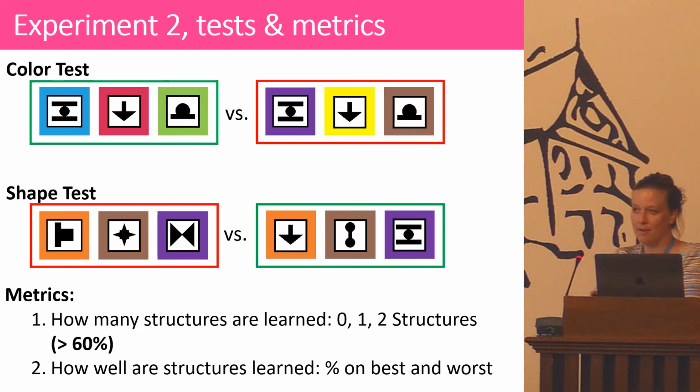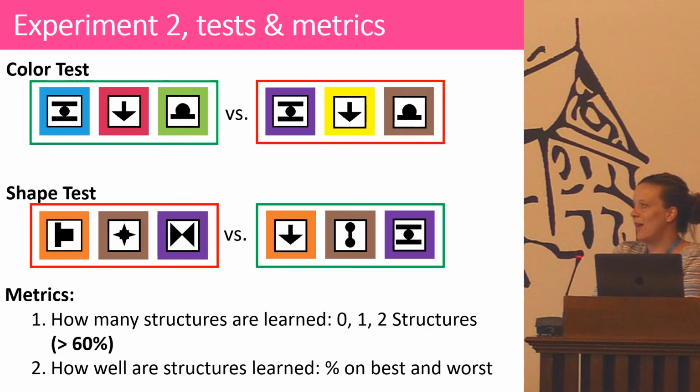We want to know about a capacity limit here. So that's our primary question. How many structures are learned? 0, 1, or 2. And our criteria, we set this at various levels. So I'm giving you the lowest level here, the 60% criteria. So if you get 60% above on this, I'm going to give you credit for having learned either the shape or the color. We did this at 75 as well, and various others. But I wanted to be liberal here.